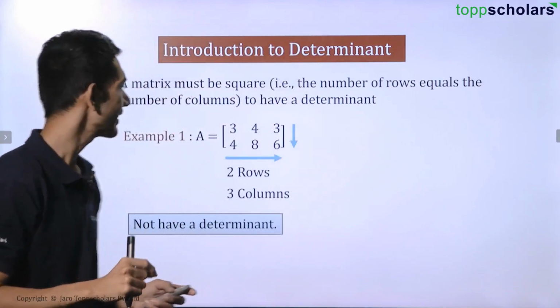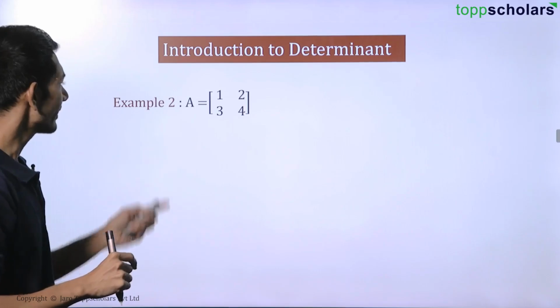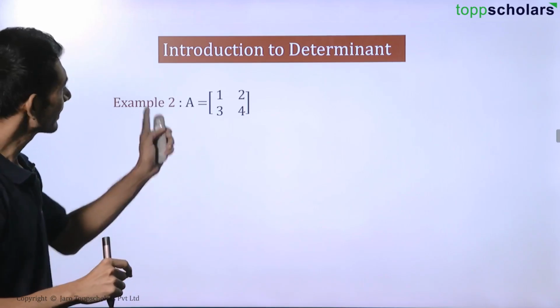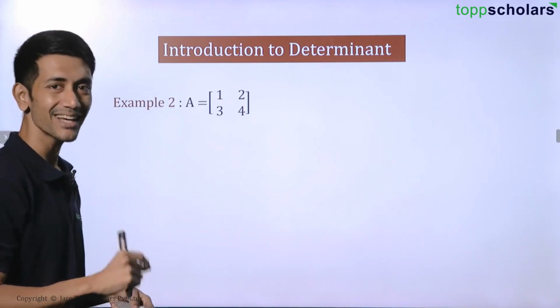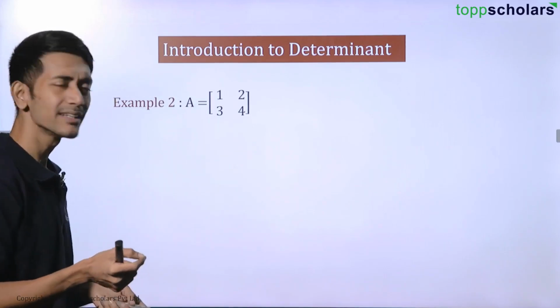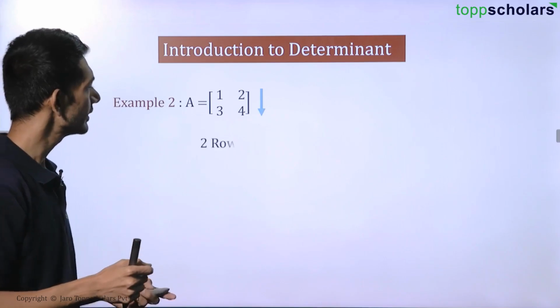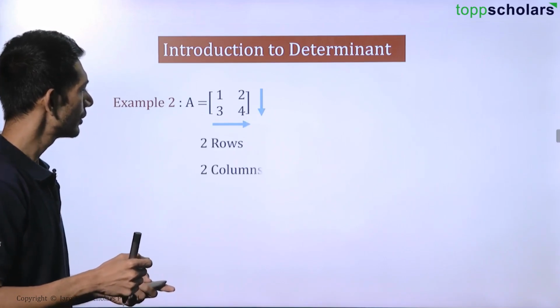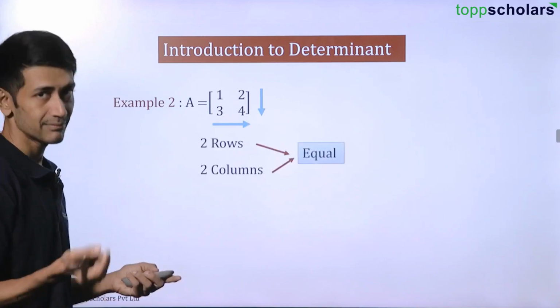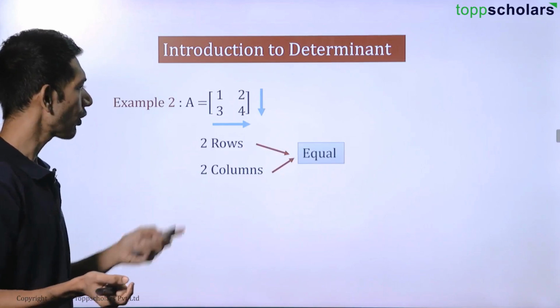Okay, let's continue further. Now, here is an example. How many rows are there? Clearly, there are 2 rows. Correct. How many columns are there? There are 2 columns. Can we find out the determinant? Yes, we can find out the determinant. So see here, 2 rows, 2 columns. That is equal. The number of rows and the number of columns are equal.